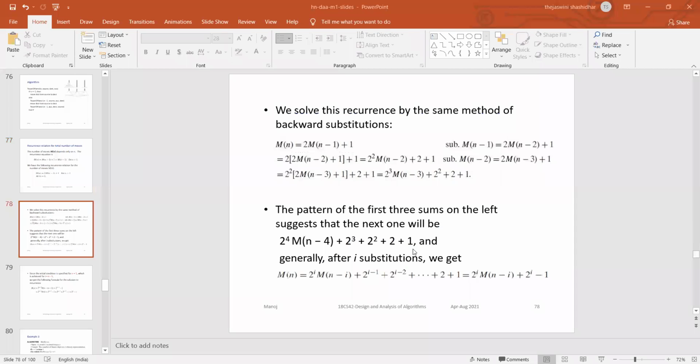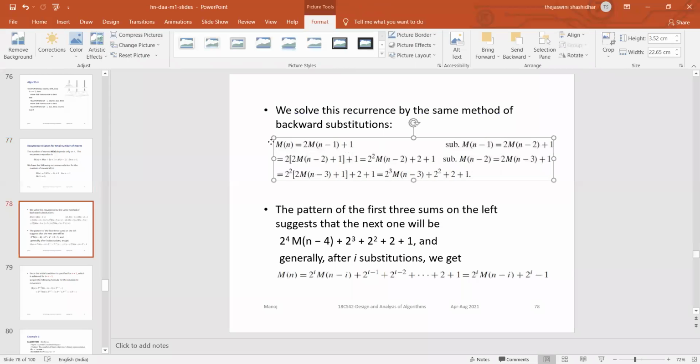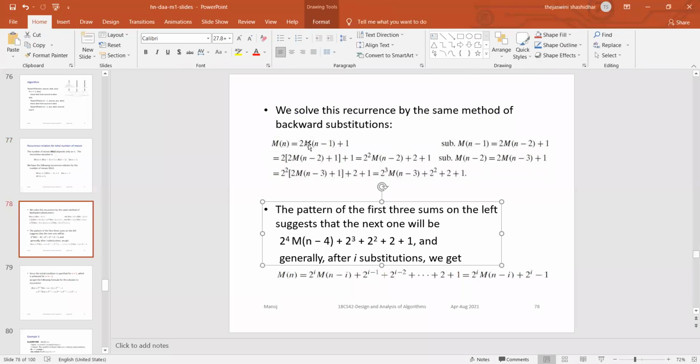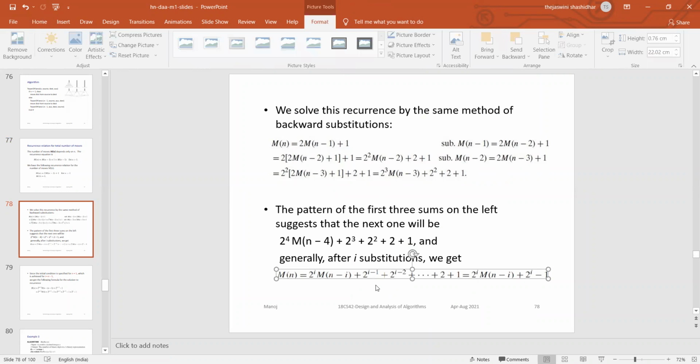So what is the recurrence relation for Tower of Hanoi? It is 2M of n minus 1 plus 1. So this is the recurrence relation we will be taking, that is M of n is equal to 2M of n minus 1 plus 1. Substitute M of n minus 1, substitute M of n minus 2, and then you go with i. So when you go with i, you will get 2 power i M of n minus i plus 2 to the power i minus 1, i minus 2, dot dot dot, 2 plus 1.